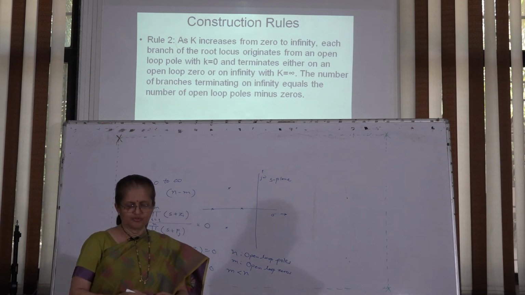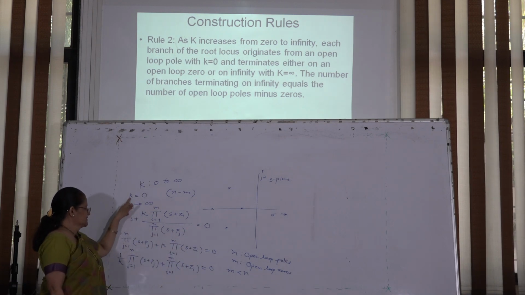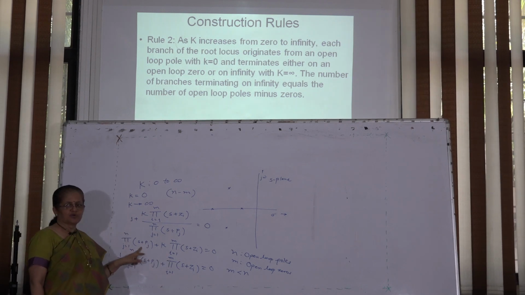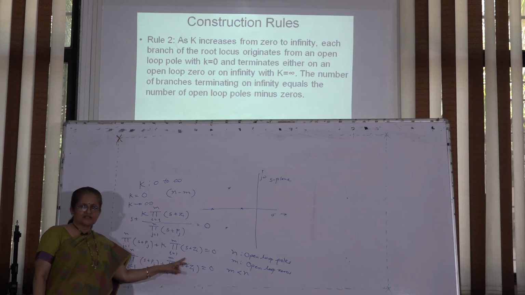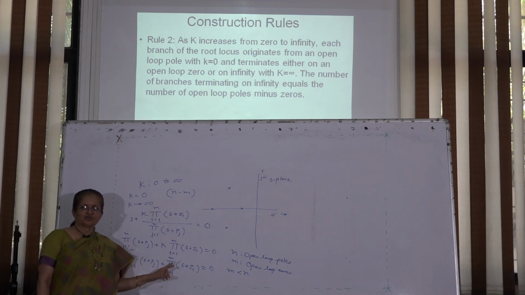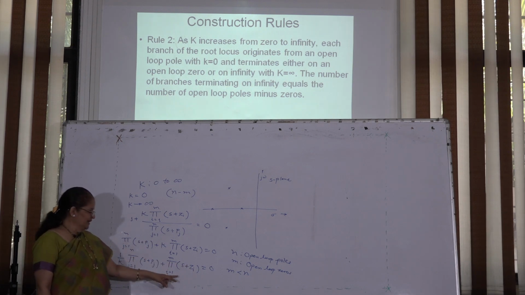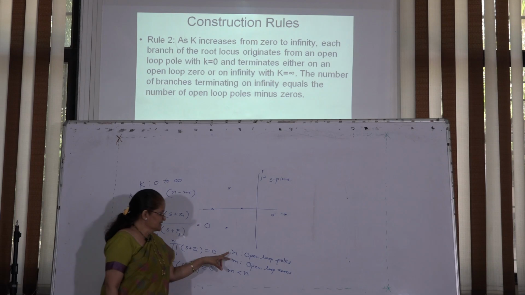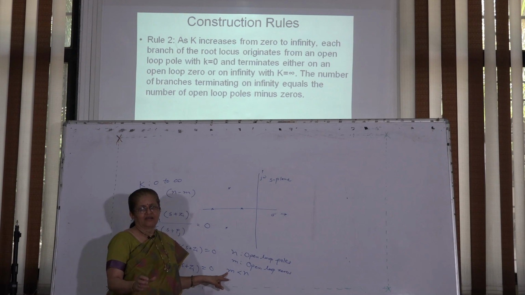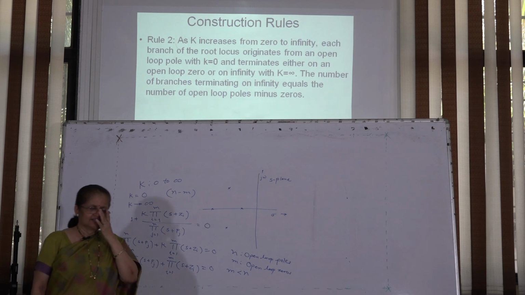So, I think the second rule is clear. K is varying from 0 to infinity. When k is 0, this term will vanish, only this term is there. So, it will start from the open loop poles. When k tends to infinity, this term will vanish. So, only zeros are there. So, branches will terminate at zeros. So, how many branches will terminate? M branches, but n is greater than m, so there are n minus m branches remaining, and those will go towards infinity. So, the second rule says that.